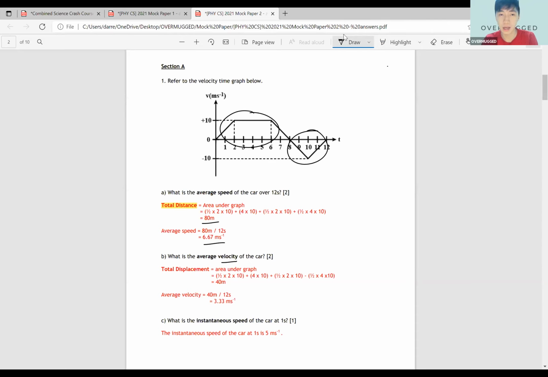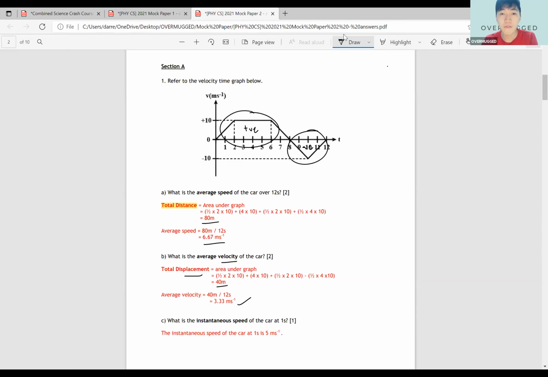Average velocity, however, I do not use total distance, but I use total displacement. Now, anything in the positive region above the x-axis is moving in the forward direction, while anything in the negative region means it's moving in the backward direction. So if you're calculating displacement, you should take the positive minus the negative. That is your displacement. So what I did here was exactly what I said, top minus bottom, to give you your total displacement. Then you get displacement divided by time to find average velocity.